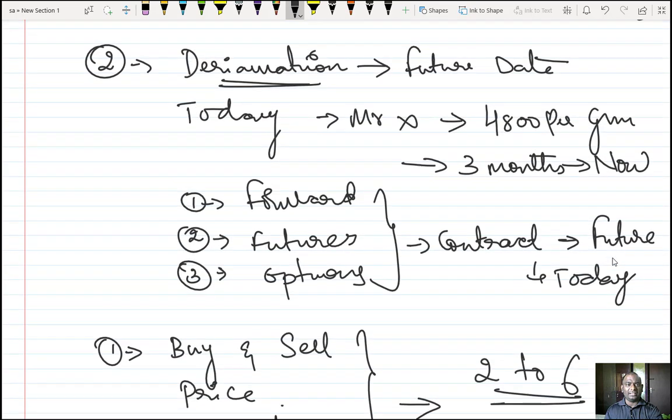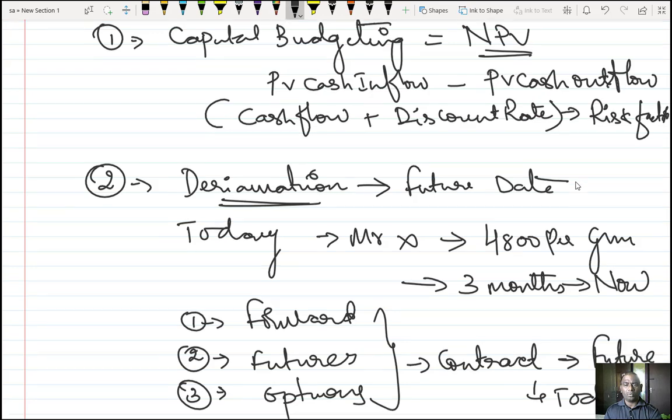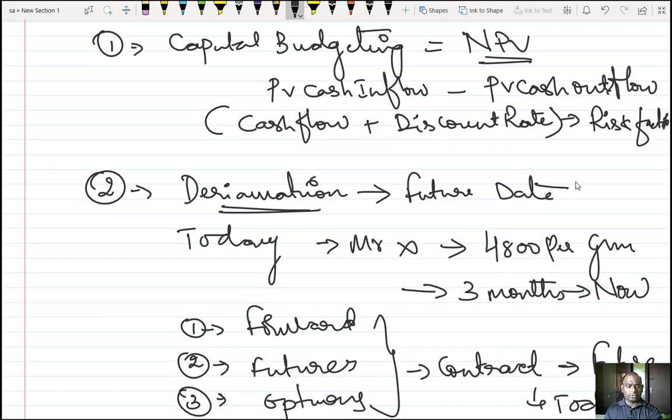So we are very clear, we are studying two topics here: one is capital budgeting, another one is derivatives. In capital budgeting, there are little higher level problems. In derivatives, we study the basic problems, but what is forward, what is future, what is option. This is the syllabus. Let's go to the question paper now. I taught you the syllabus.